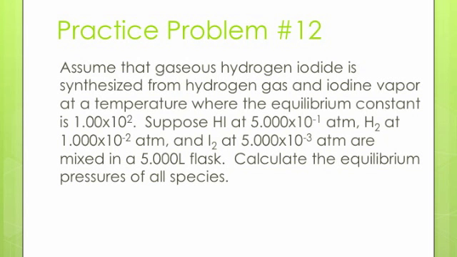Let's try one more. Practice problem number 12 is on page 617. Assume that gaseous hydrogen iodide is synthesized from hydrogen gas and iodine vapor at a temperature where the equilibrium constant is 1.00 times 10 to the second. Suppose HI at 5 times 10 to the negative first atmosphere, hydrogen gas at 1 times 10 to the negative second atmosphere, and I2 at 5 times 10 to the negative third atmospheres are all mixed in a 5-liter flask. Calculate the equilibrium pressures of all species.